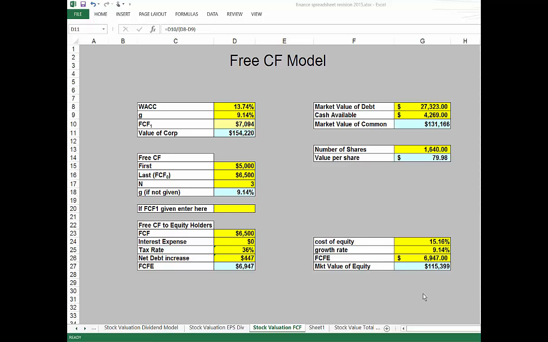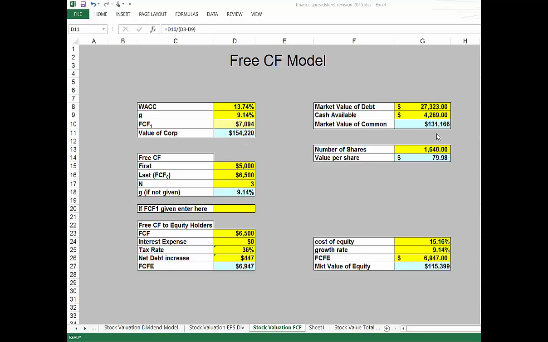But again, we'd like to be able to see how you can ultimately figure out what you would be willing to pay to buy the stock of this company. And this free cash flow model allows us to do that. Now, the pure model doesn't do a value per share. It tells you what it should cost you to buy the stock. If you bought the whole company, you'd have to pay $154 million.